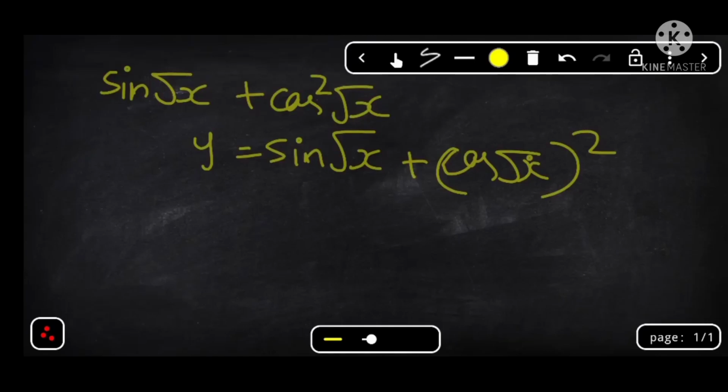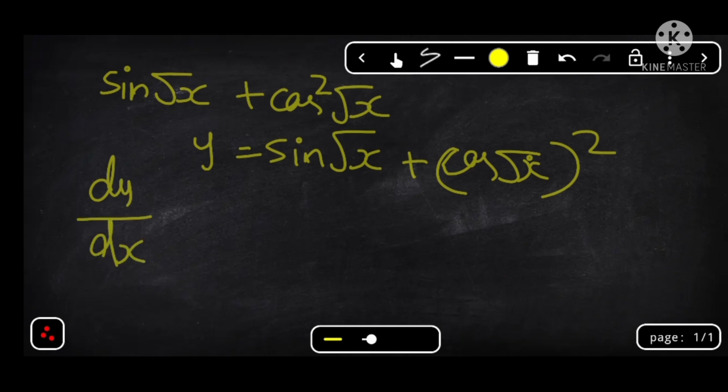Hello dear students, so today we'll continue with chapter 5 problems. So let's see another problem, sin root x plus cos square root x. Okay, so what we learned, first of all we will assign this function to y. Then we will take differentiation with respect to x.